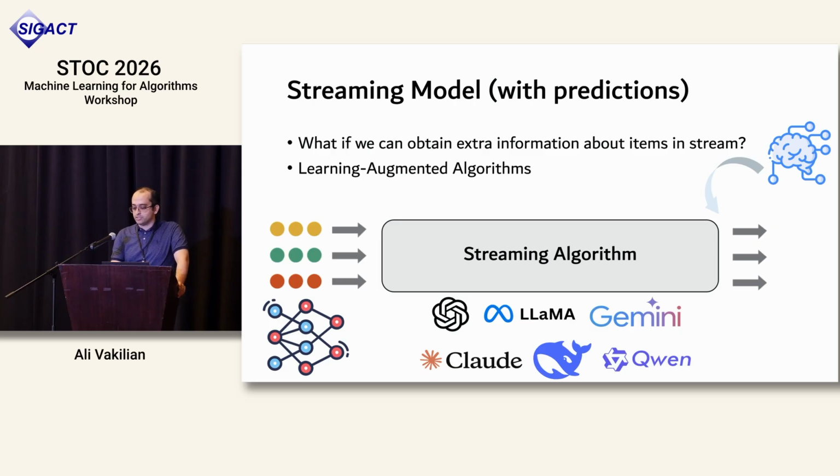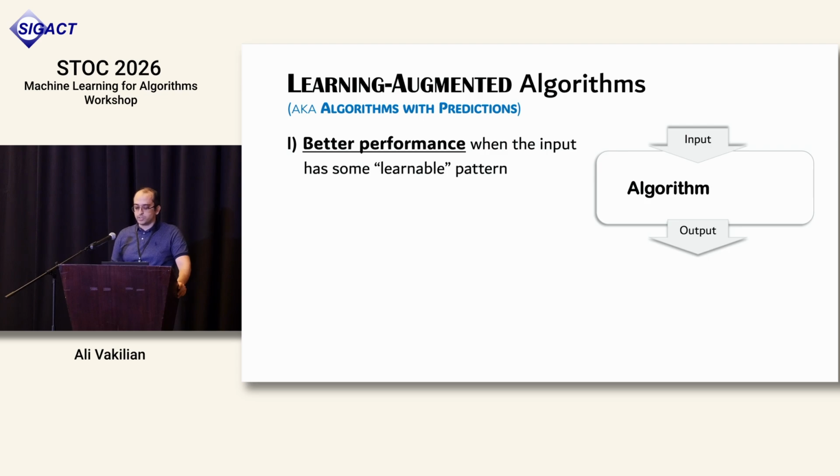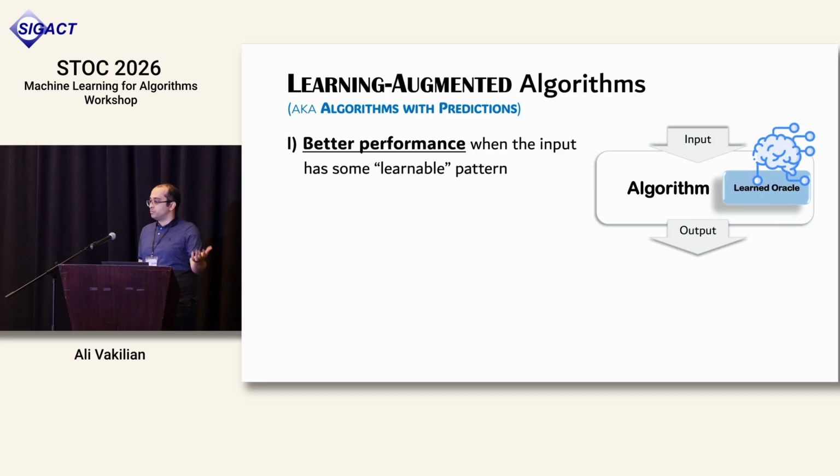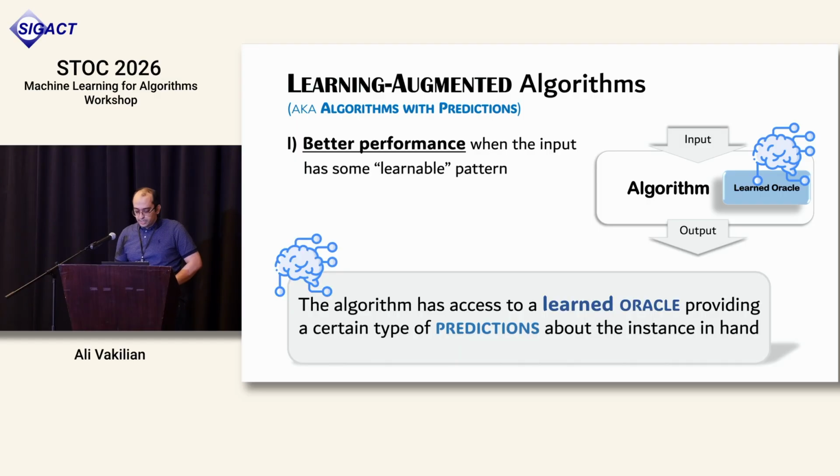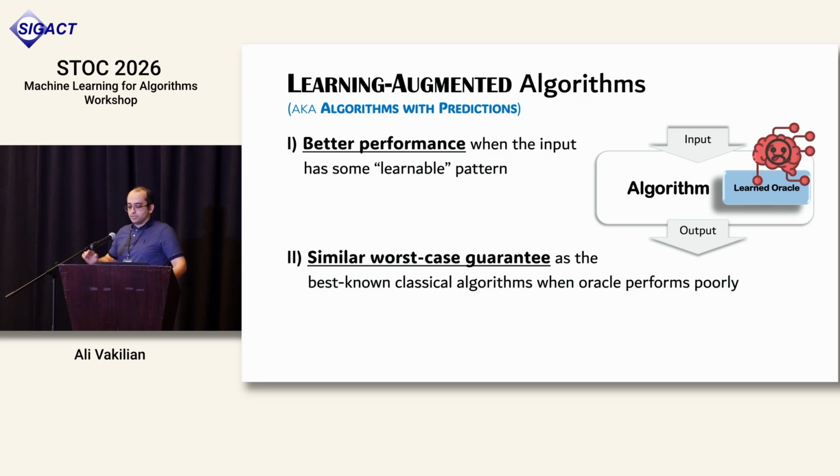My focus, as I mentioned, is on streaming algorithms. The promise of this line of research is that if this machine learning oracle provides good advice or prediction, then we would like to have better performance and get closer to the optimum value. For the first part, I assume that we have access to this machine learning model through an oracle that provides some prediction. This is the good part, where we can exploit the machine learning predictions.